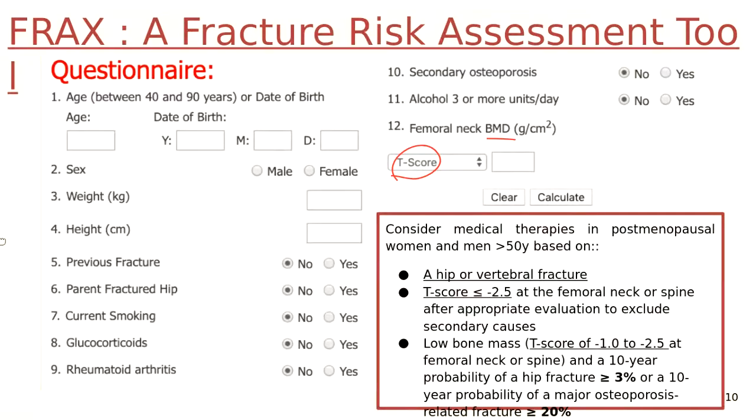So from this score, there are two scores that come out of this tool. There's the probability of a hip fracture and then the probability of an osteoporosis related fracture. So if you're greater than 3% for hip fracture, then you should consider getting treatment for prevention, and greater than 20% should also for osteoporosis related fracture.